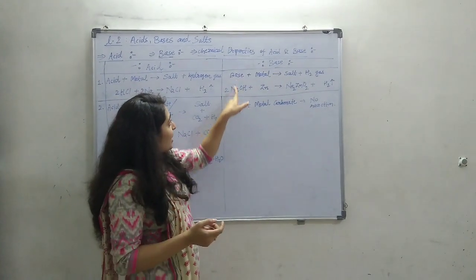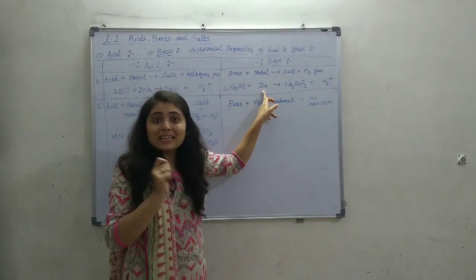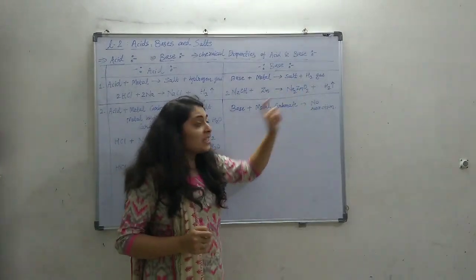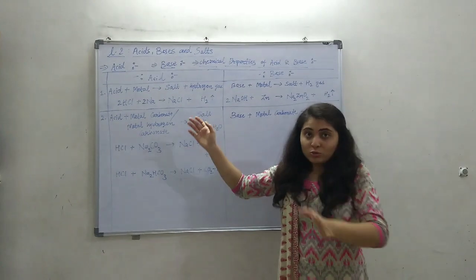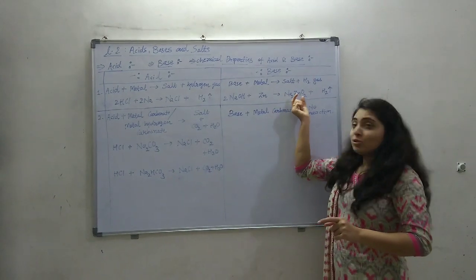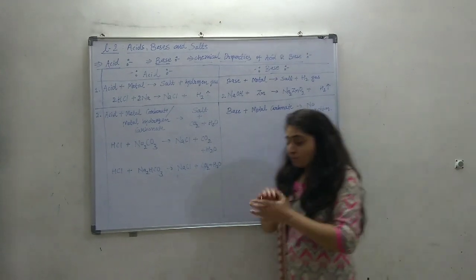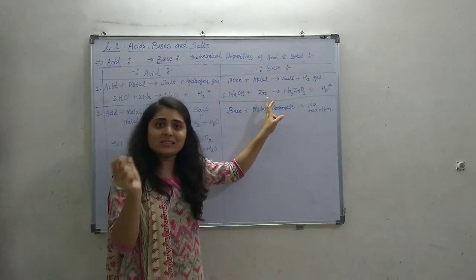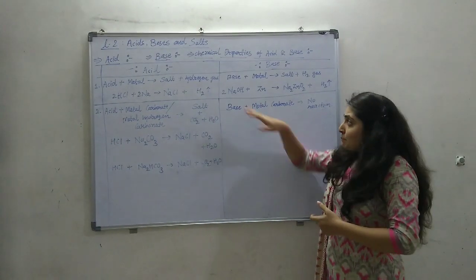For example, I have taken the base NaOH, sodium hydroxide, reacting with zinc metal, which makes Na2ZnO2, that is sodium zincate, which is a complex salt. It is not a simple salt like the normal salt, but it is a complex salt, and hydrogen gas is released. So base with metal also gives salt and hydrogen gas, but only with two metals, zinc and aluminium. With aluminium it will make sodium aluminate. Here it is sodium zincate.